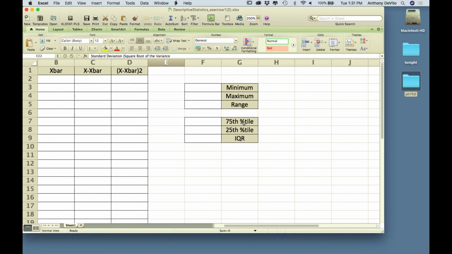Another way that we measure variability is to simply look at the minimum and the maximum and the difference between the two, and that gives us something called a range. Again, a measure of the variability.